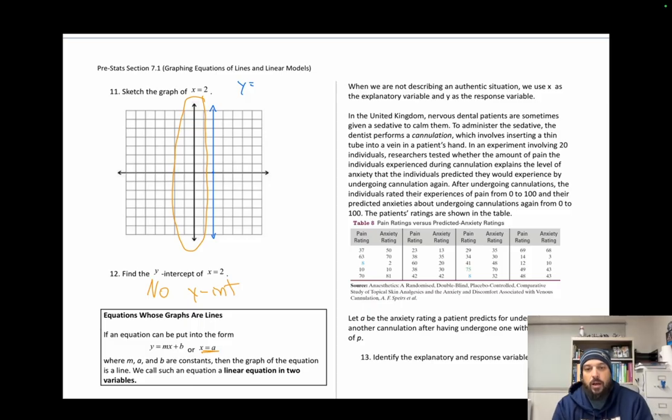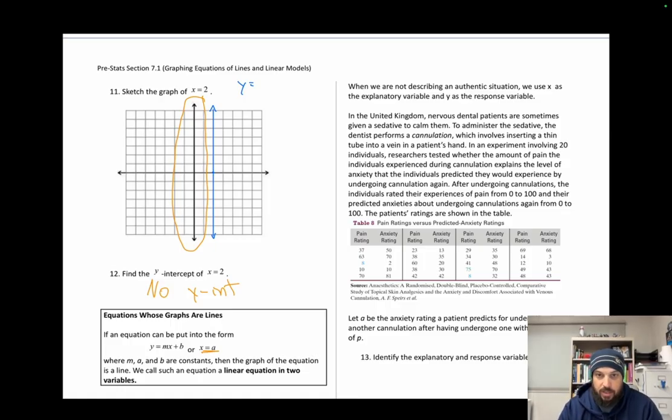Okay, so now when we're describing what we call an authentic situation, we use X and Y. X is our explanatory, Y is our response. When we talked about explanatory and response previously, we used letters that corresponded to that. It helps us remember. Letters are just placeholders. They're variables. In this case, they're specific constants that are placeholders for the values within that context. So as we go through this context, we're going to identify our explanatory and response with those specific letters.